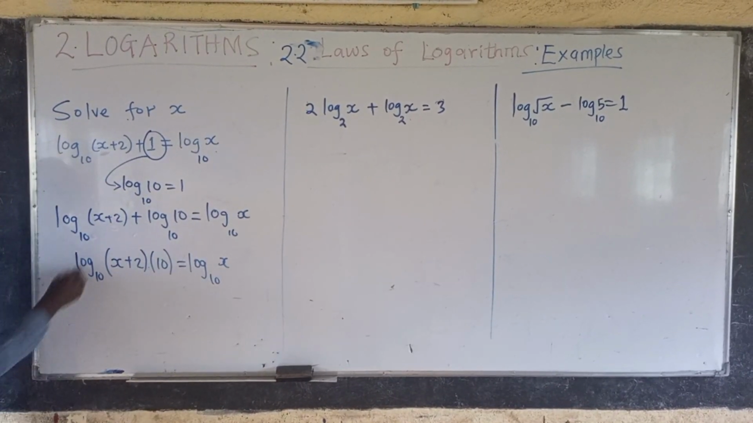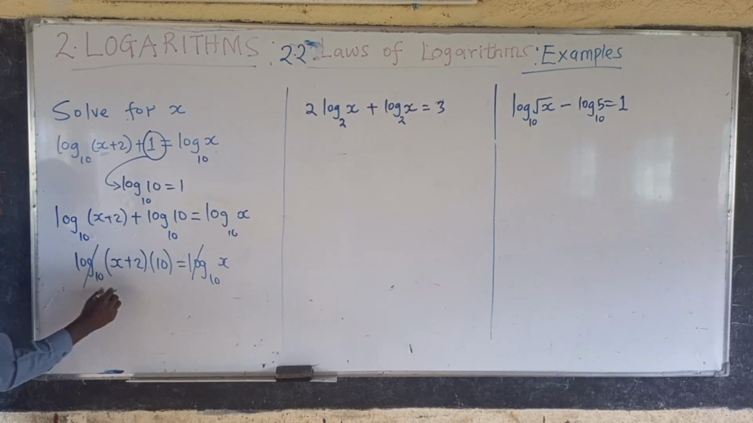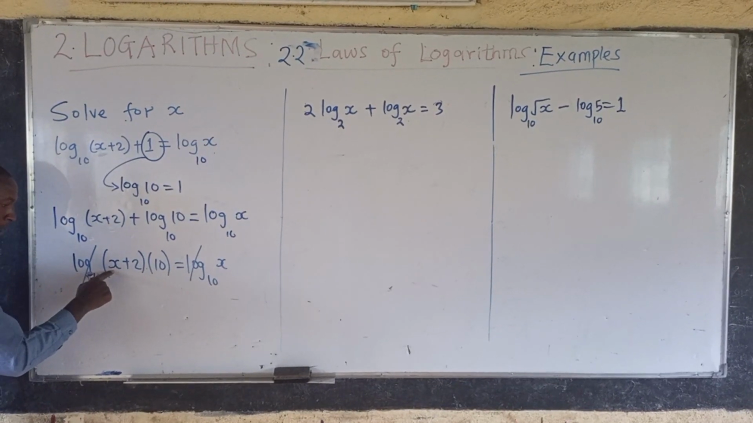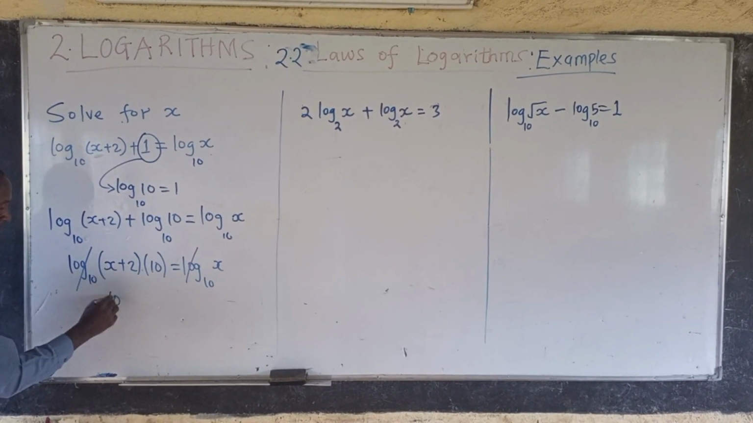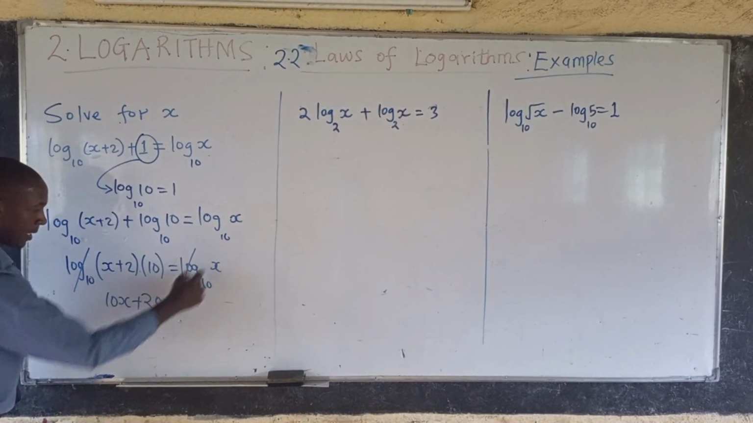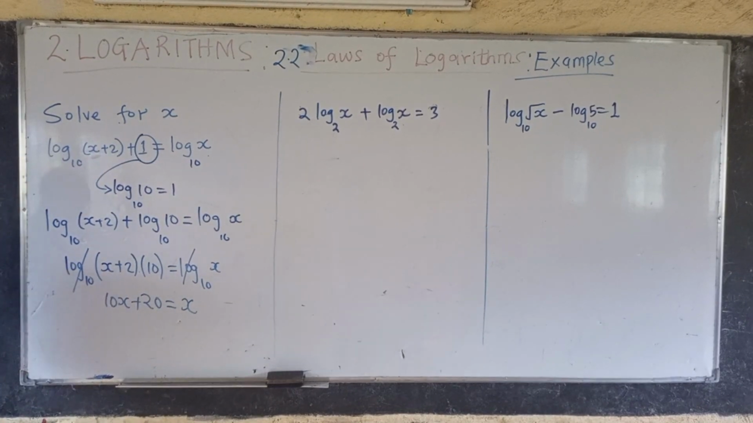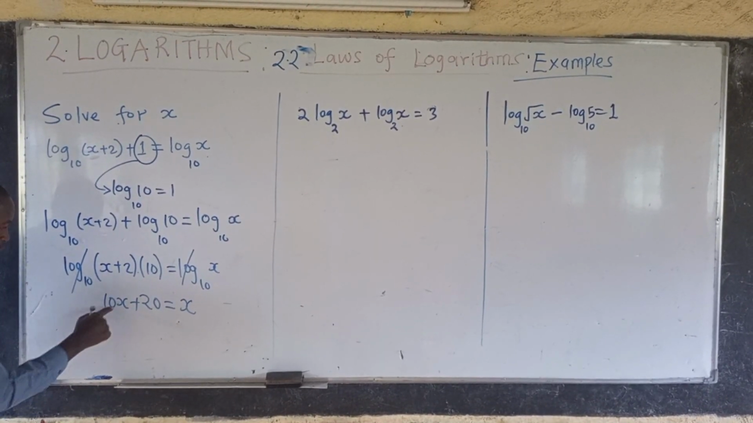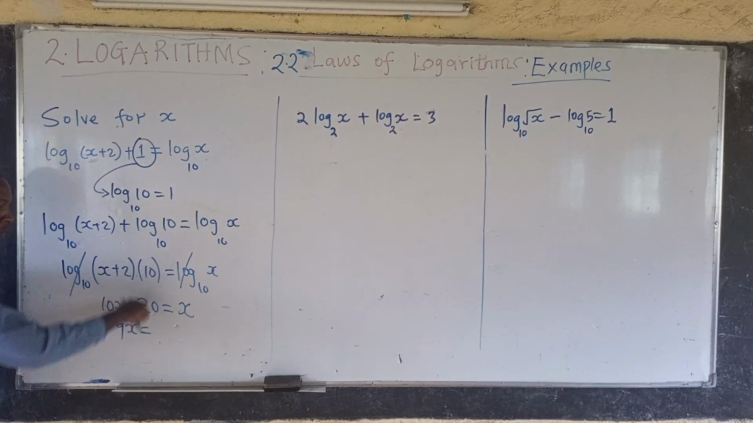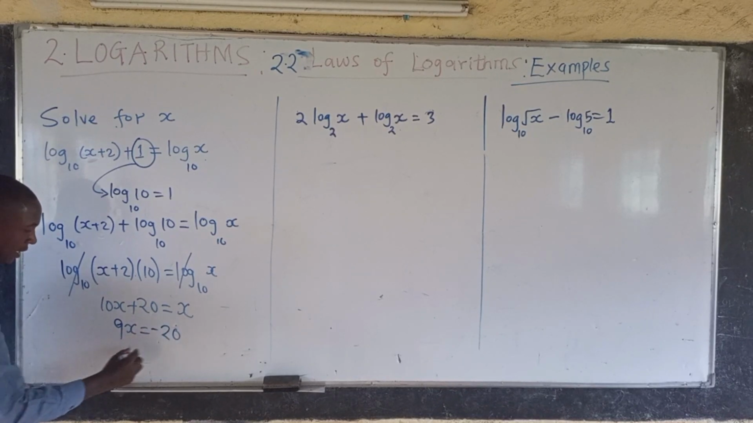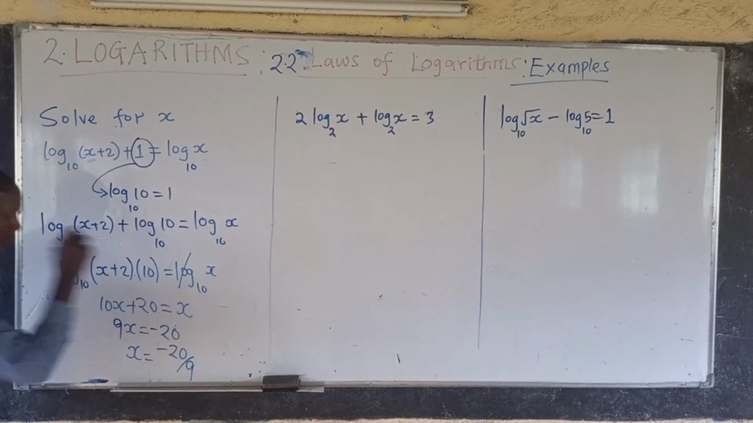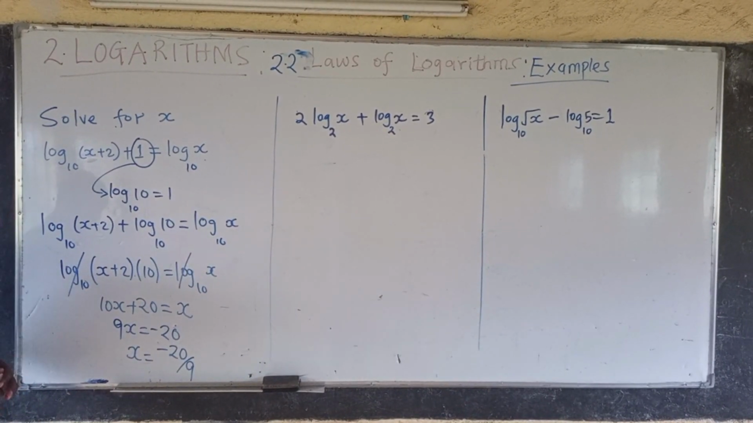Now you notice the logs are going to cancel out, and we remain with an equation that looks like this: 10 multiplies (x plus 2), so 10x plus 20 is equal to x. Since we are solving for x, it becomes 10x minus x, that is 9x, is equal to negative 20. And the value of x is equal to negative 20 over 9. So that is the result.